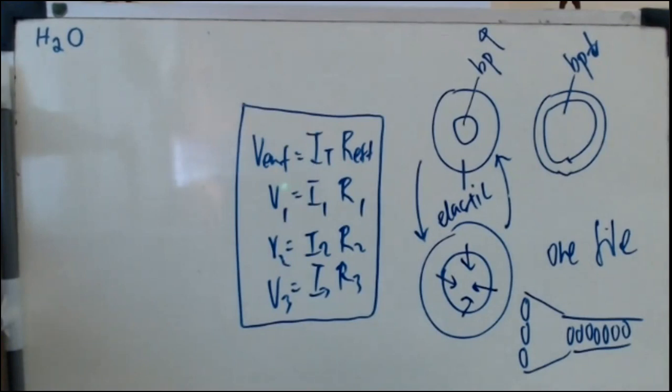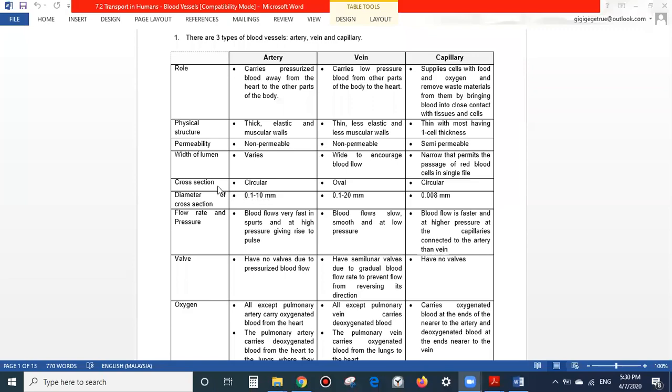Ken? Okay. Cross-sectional shape is circular, oval, and this is circular. This one you don't really need to memorize. So flow and pressure, I already told you this is very pressurized, this one low pressure. Well, this one, because it has a, what we call, I'll show you this.